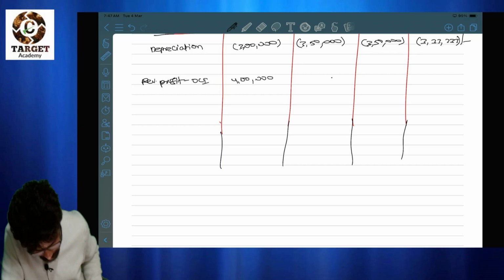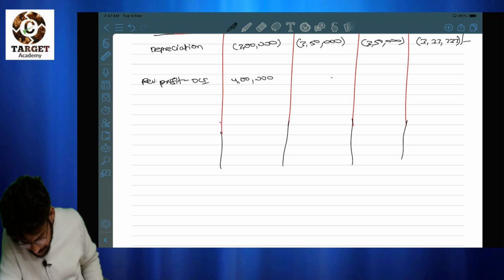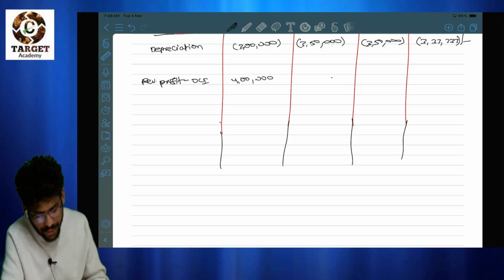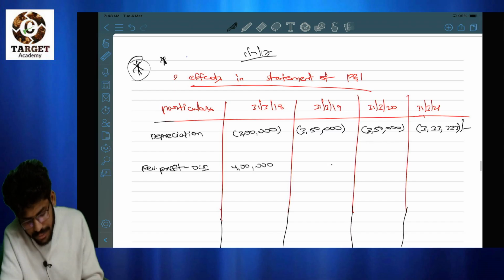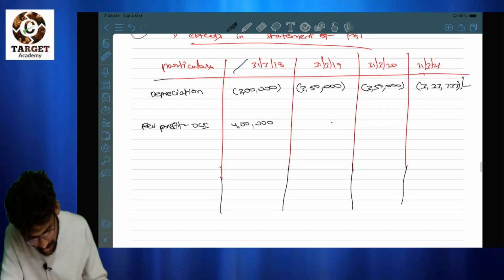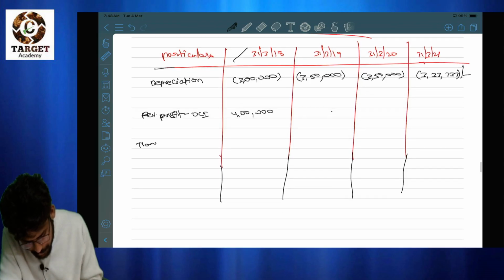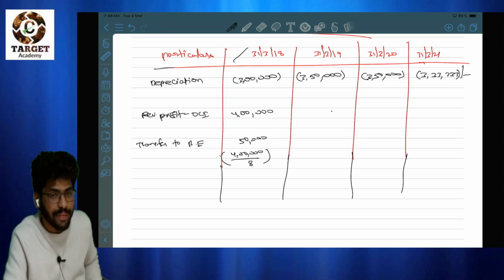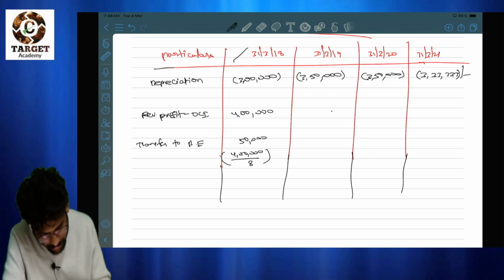Please transfer. How much in the first year? Tell me, sir. 4 lakhs divided by how many years? 1 year is already completed, right? On 1/4/2017, the remaining life is 9 years, which means at the end of 31st March 2018, how many years? 8 years, correct or not? So transfer to retained earnings: how much? 4 lakhs divided by 8, which is 50,000. Next year, the balance of revaluation surplus is 3,50,000 because 50,000 has already been transferred to retained earnings. So 3,50,000 divided by 7.